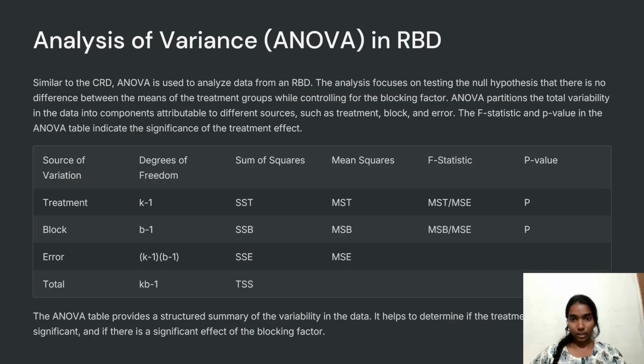Analysis of variance in RBD. It is similar to the CRD. ANOVA is used to analyze data from an RBD. The analysis focuses on testing the null hypothesis that there is no difference between the means of the treatment groups while controlling for the blocking factor. ANOVA partitions the total variability in the data into components attributed to different sources such as treatment, block, and error. The F statistic and p-value in the ANOVA table indicate the significance of the treatment effect.